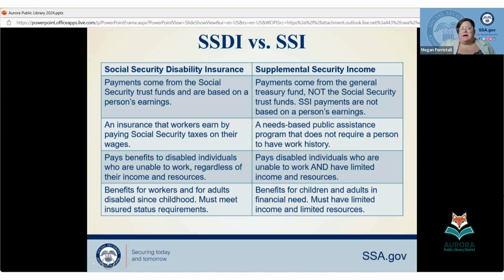Whereas with SSI, or supplemental security income, these payments are coming from a general treasury fund. They do not take away from the Social Security Trust Fund. So it's a completely separate fund. And they're not based on a person's earnings. Payments are going to be based on the income or assets they have, and living arrangements, all sorts of things come into play with the SSI program. And this benefit, like I said, children with disabling conditions could receive it as well as adults, but again, meeting that financial test.